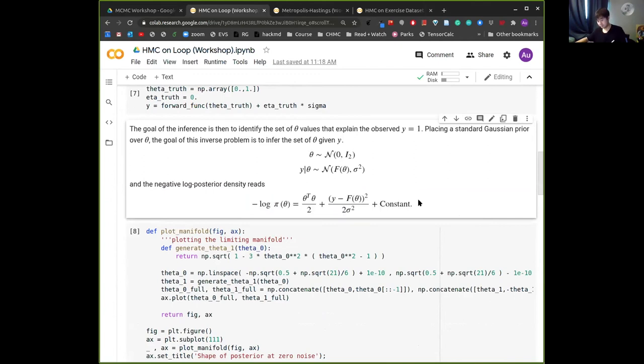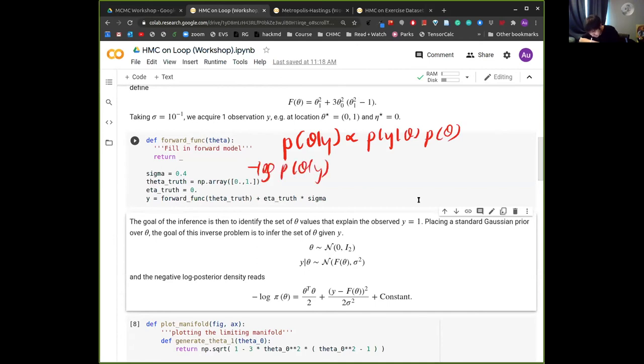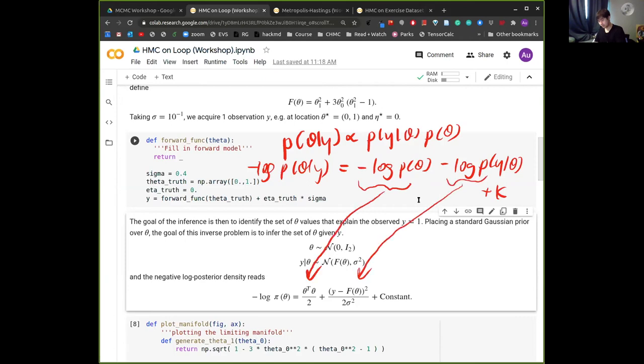Just to quickly derive it, just to be completely clear. Here is a bit of writing things down. And if you put negative log on both sides, we can see that this is equal to negative log pi, negative log, and plus some constant k. So this is a bit of manipulation. Hope everyone can follow. Because when you log things, multiplication becomes addition. So this corresponds to this, and this corresponds to this, and this corresponds to this.